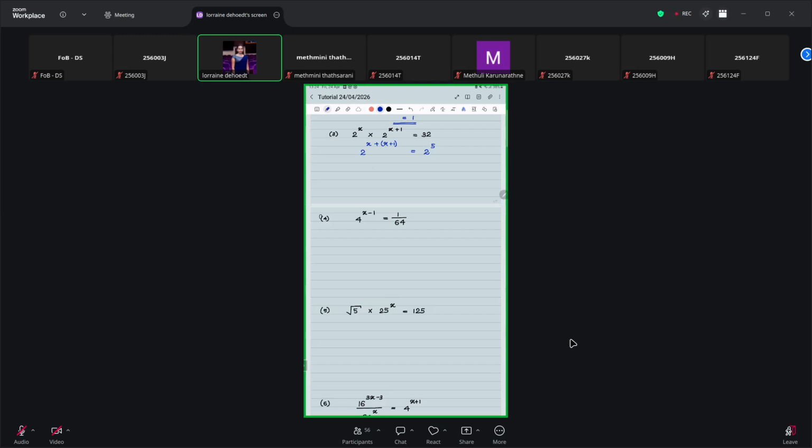Then x plus 1 equals 5. That means 2x plus 1 equals 5. So 2x equals 5 minus 1, which equals 4. Therefore, x equals 2. This is the final answer. Yeah, we received it. Okay, then what about the fourth one?